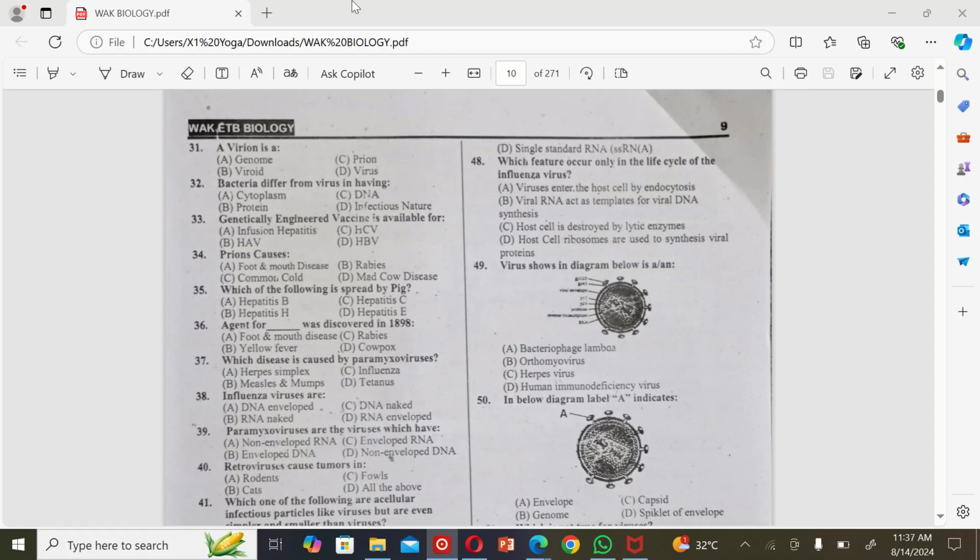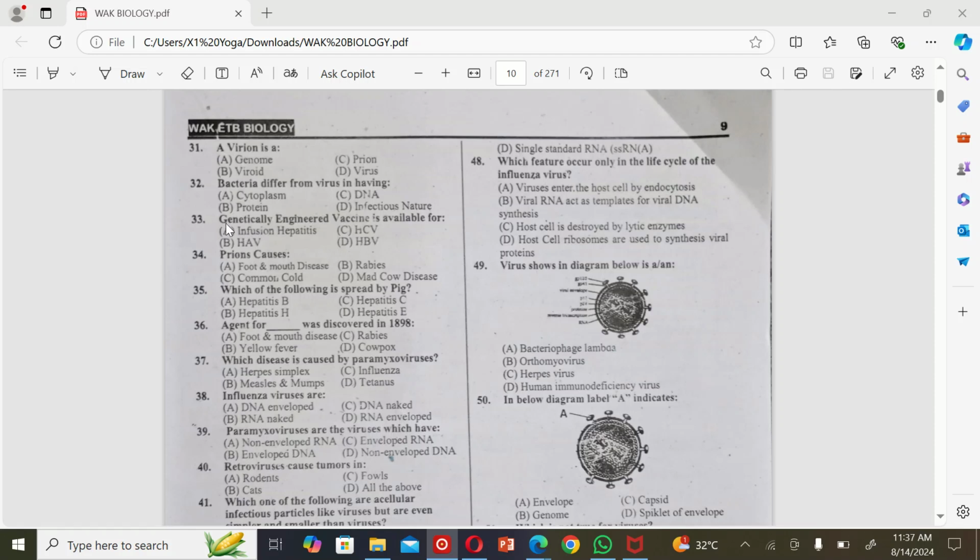Let's get started. The first MCQ is: a virus is A, genome, B, virus, C, prion, and D, virus. The correct option is D, virus. The next MCQ is: bacteria differs from virus in having A, cytoplasm, B, protein, C, DNA, and D, infectious nature. The correct option is A, cytoplasm.